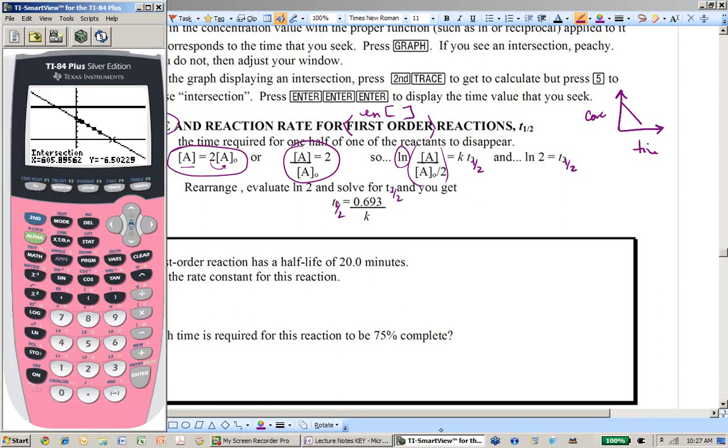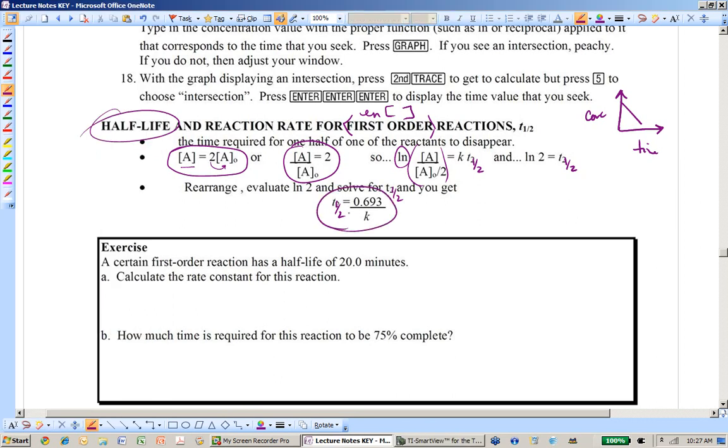Don't believe me? ln 2. See? 0.693. That is on the formula sheet. This is on the formula sheet in the free response. Just know that it's there and there's no reason to memorize it unless you just want to. It's not a bad thing to know for multiple choice, but most of the multiple choice ones are easier than that. So let's deal with half-life.